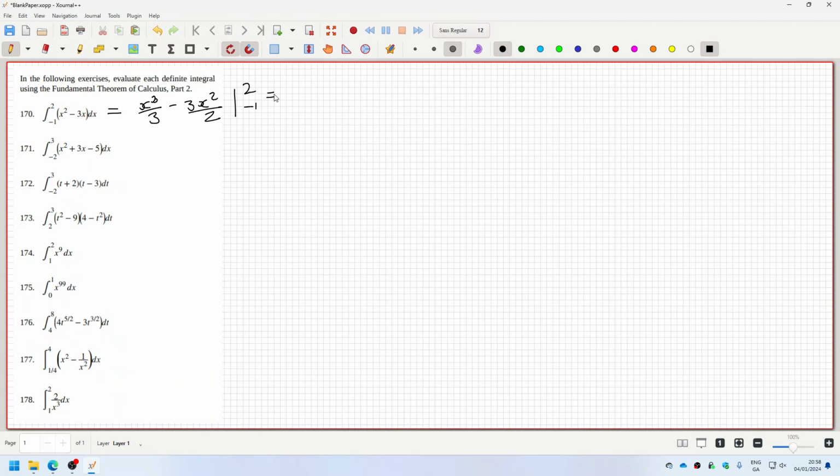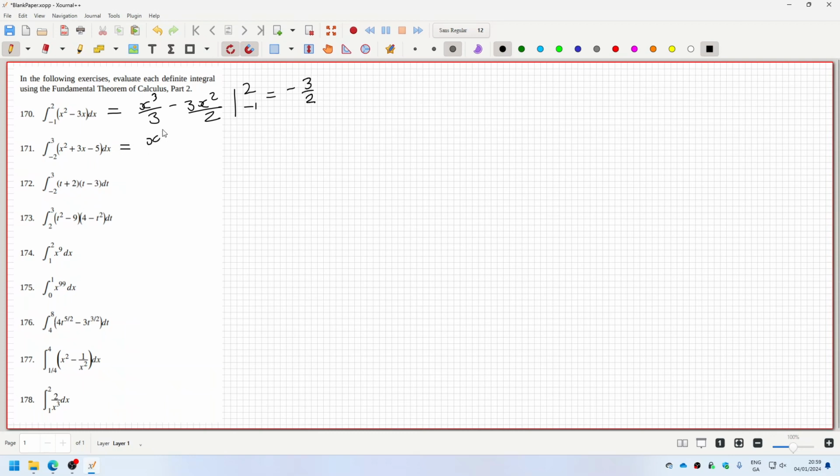Okay, let me just type this in on the calculator. Sorry, that really doesn't look like a tree, does it? x cubed over 3 minus 3x squared over 2. So minus 3 over 2. Okay.